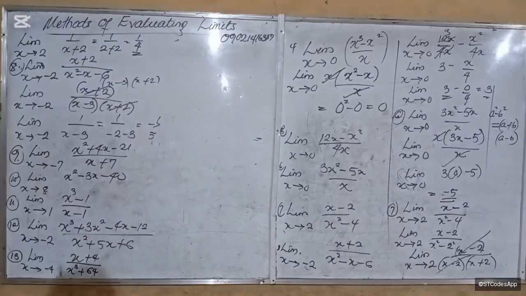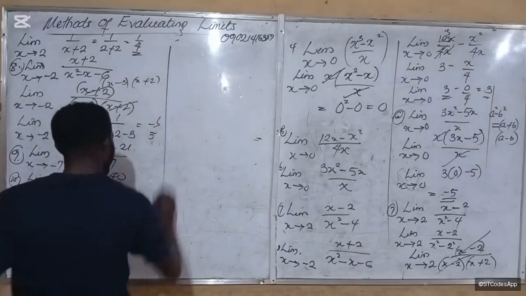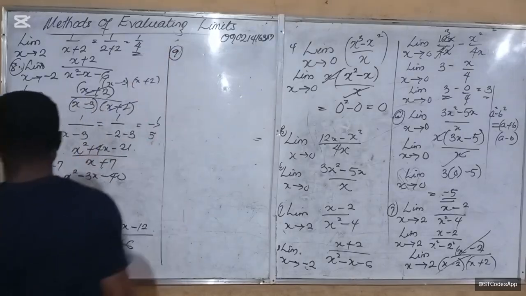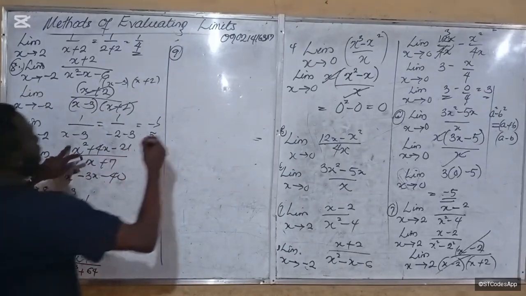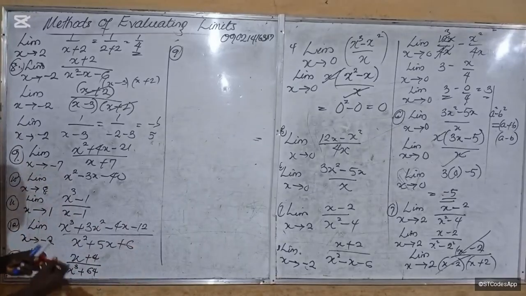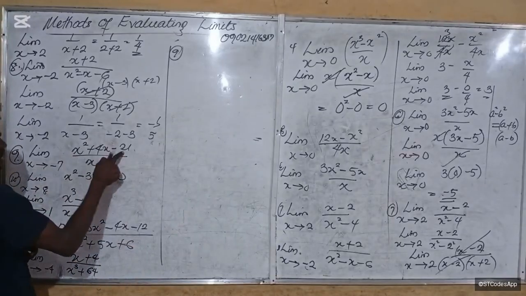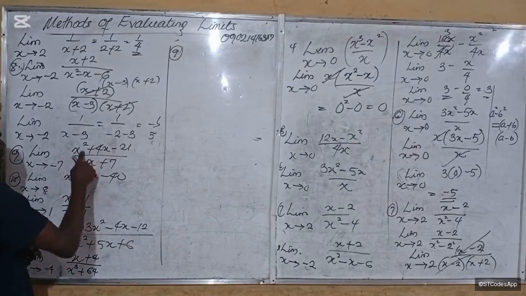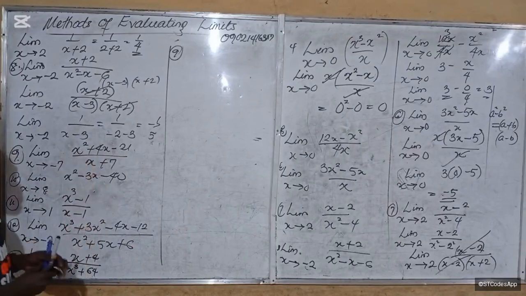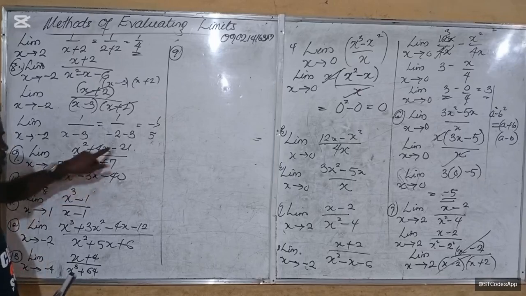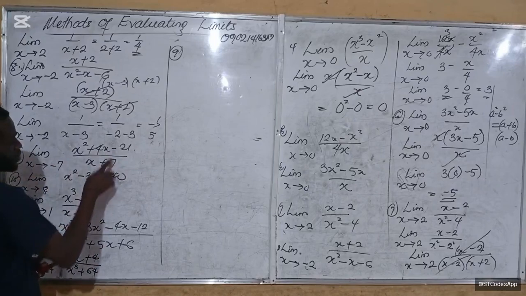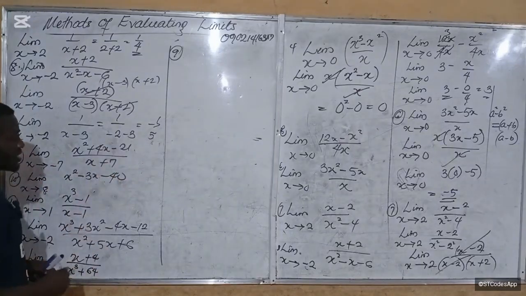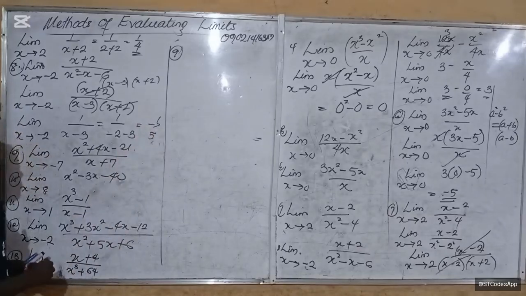So let's solve from number 9. Number 9 says the limit of this guy. In like manner, we're going to factorize the numerator. So how do you factorize this? Since you already know the trick, x plus 7 is going to be a factor. If x plus 7 is a factor, what will you multiply by 7 to give you 21? That's going to be 3, right? So that will be x minus 3.